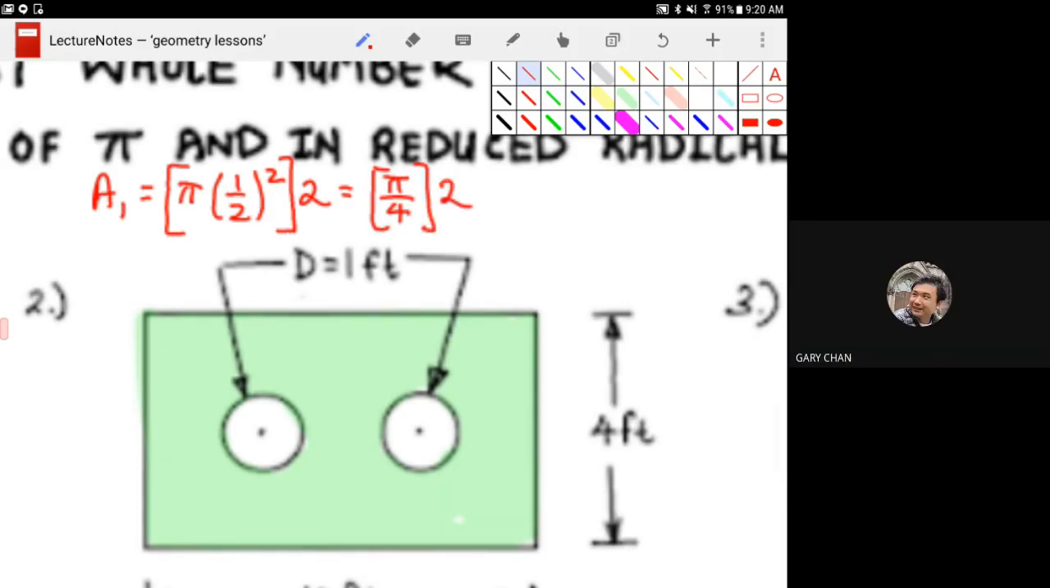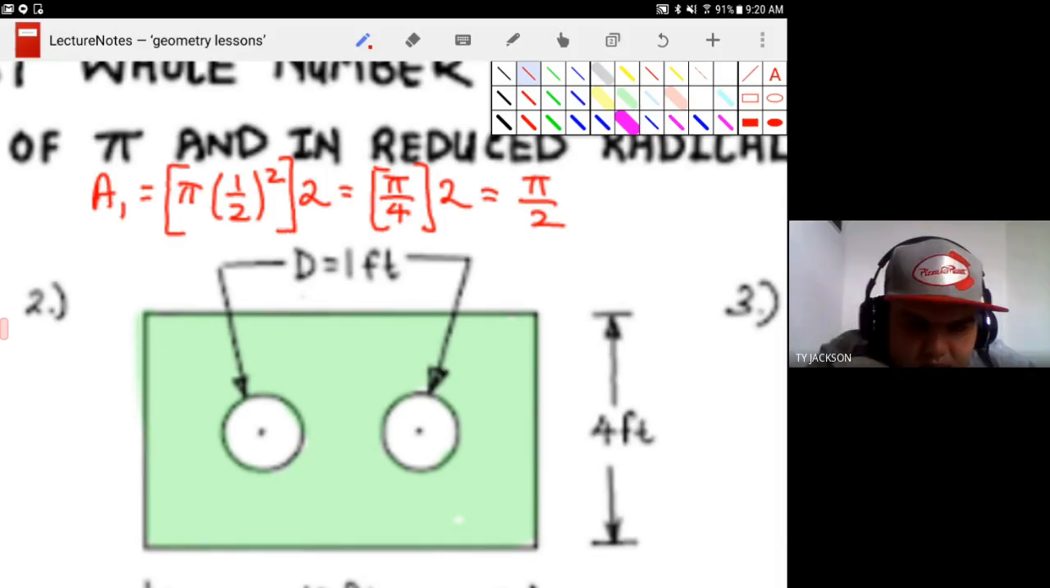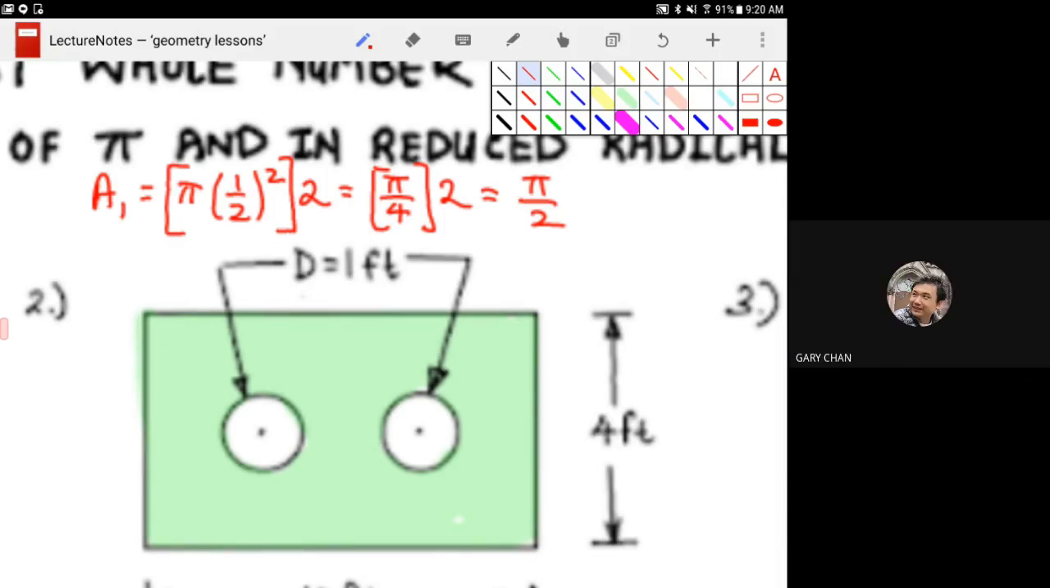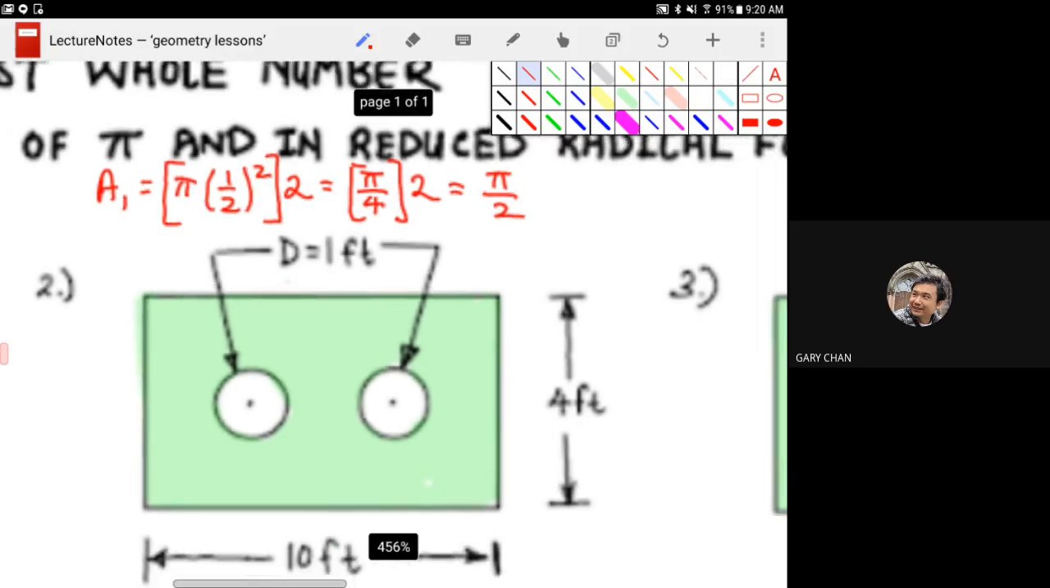Which becomes how much? Pi over 2. Pi over 2. That's it, because 2 divides evenly into 2 times. So it's pi over 2. Yeah, so that's the area of the circles.